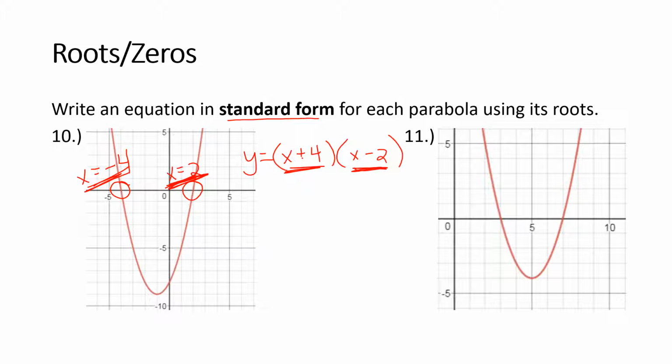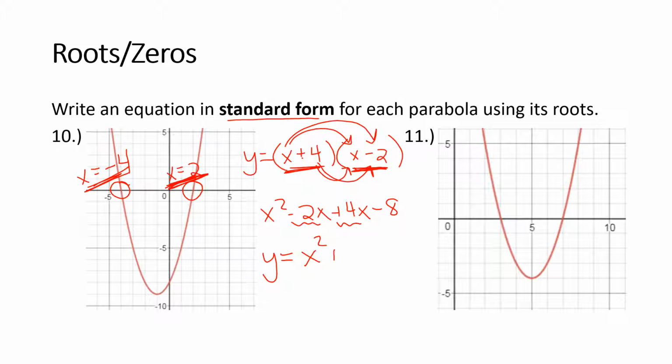To get it to standard form, you just have to multiply these things back together. So x times x is x squared. x times negative 2 is negative 2x. 4 times x is 4x. And 4 times negative 2 would be negative 8. So my final answer, I would have y equals x squared, and if we combine like terms here, that would be plus 2x minus 8.